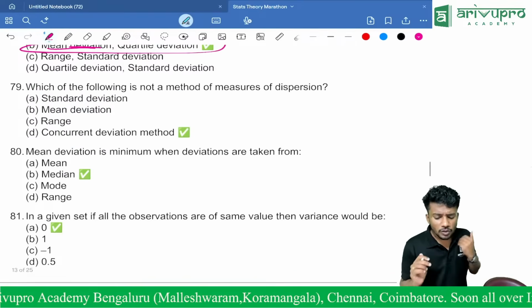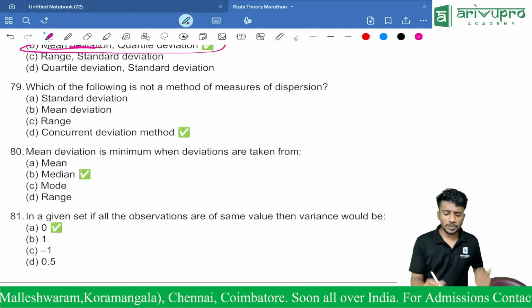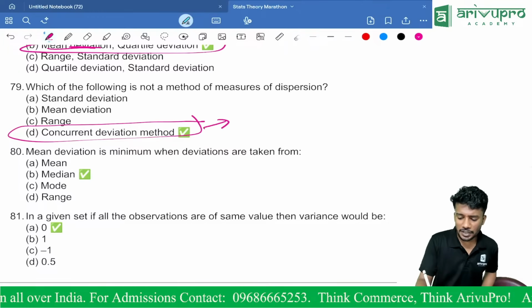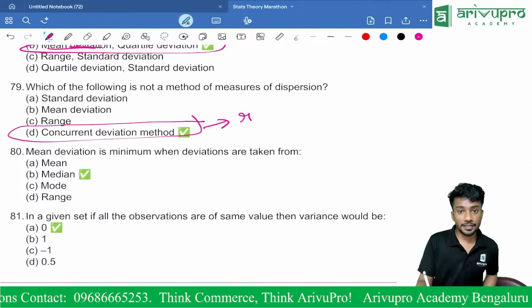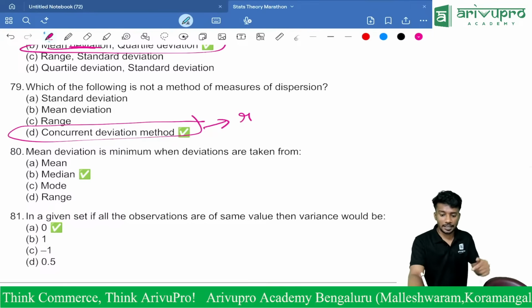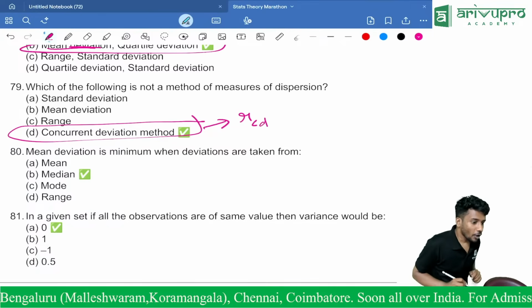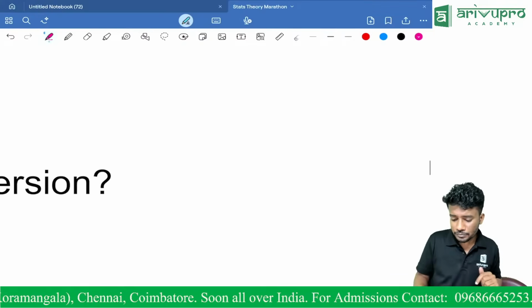Which of the following is not a method of measure of dispersion? Concurrent deviation method. This is the concurrent deviation method we use to find the correlation coefficient. You remember in correlation and regression, we will find r using the concurrent deviation method. Okay, change of scale.